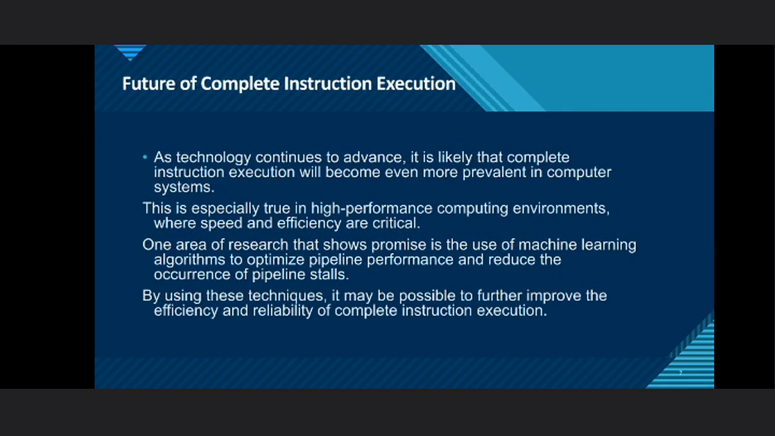Future of complete instruction execution. As technology gets better, computers are likely to become better at following instructions quickly and accurately. This is particularly important in places where computers need to work very quickly and effectively, such as in advanced computing systems. One promising research area is using machine learning to make sure the computer is working efficiently and does not get stuck in one place for too long.